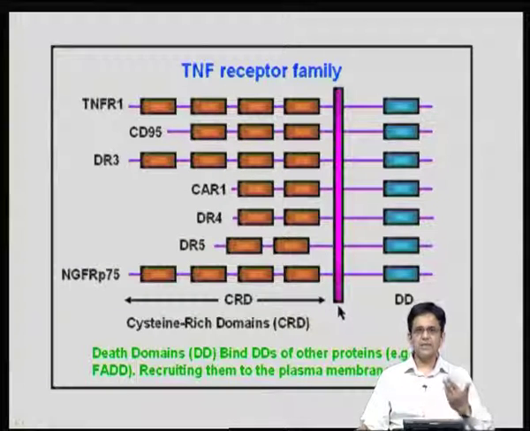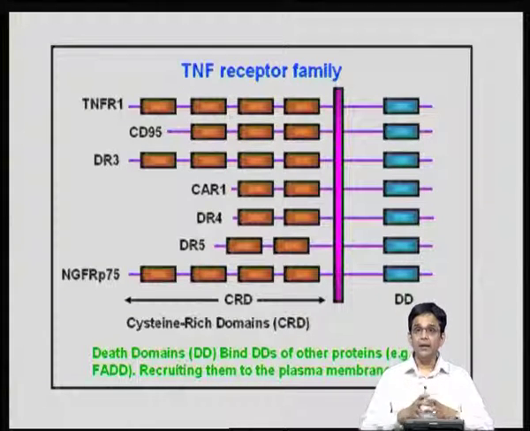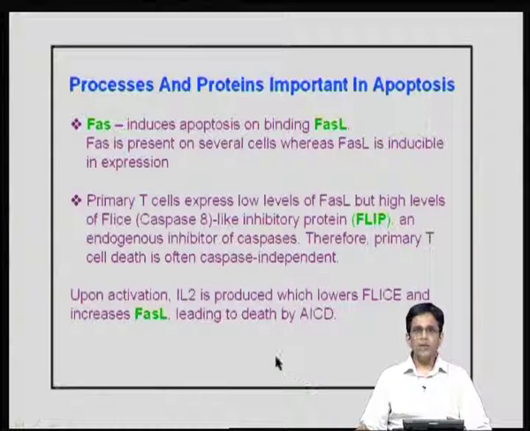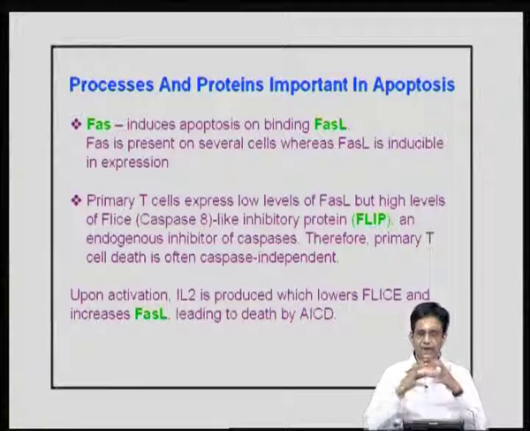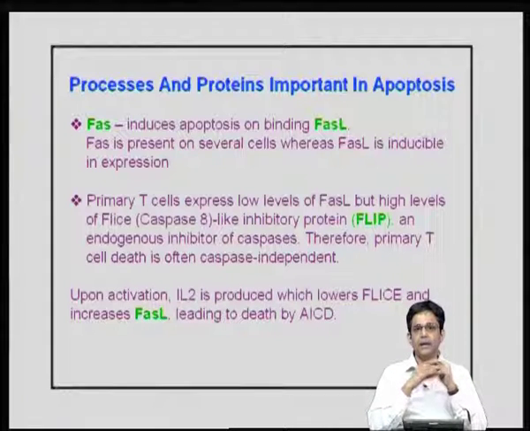Okay, this slide shows you the different TNF receptor family proteins. CD95 is the FAS, and you have different family members. You can see similarities in organization of the cysteine rich domains and the DD domains, or the death domains, which are important in recruiting the other proteins and forming this complex, or the DISC. Okay, so as was mentioned, the important proteins over here are FAS and FASL. Now, FAS is the receptor, FASL is induced usually upon activation, and the binding of these two results in cell death.